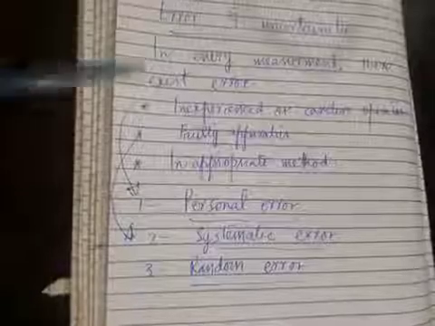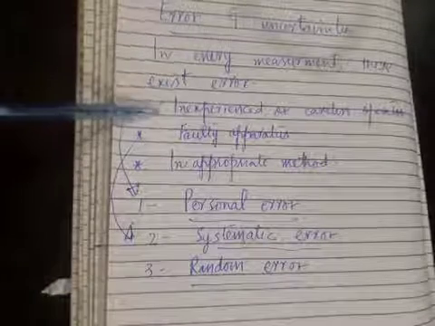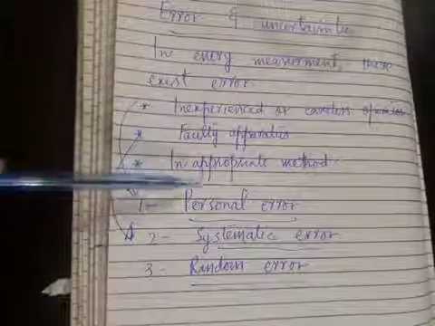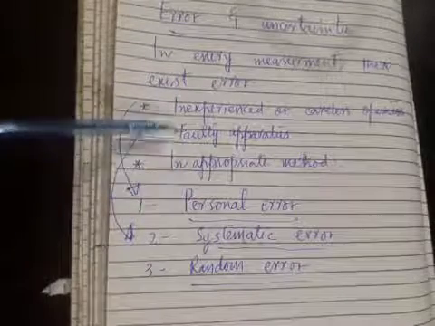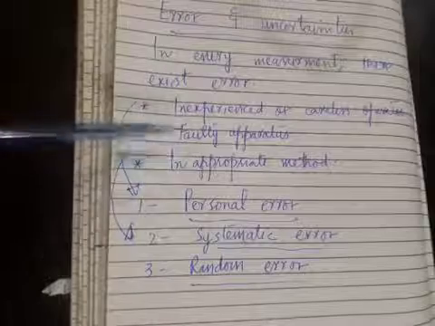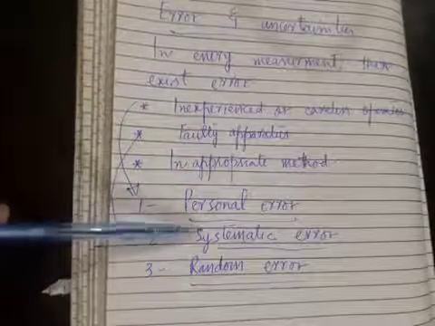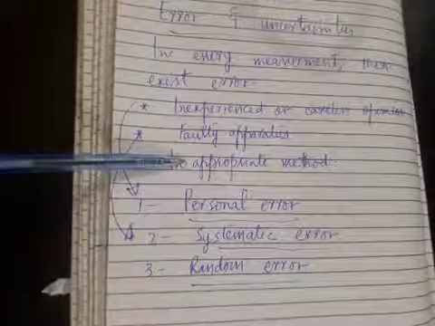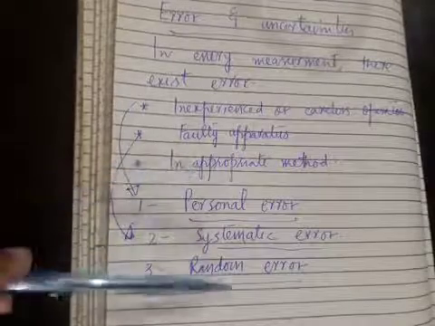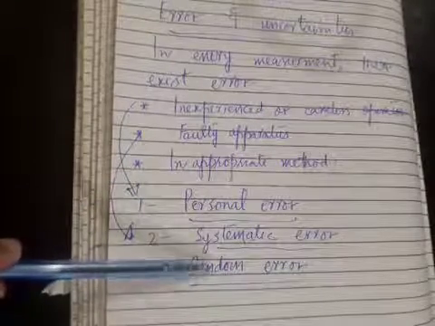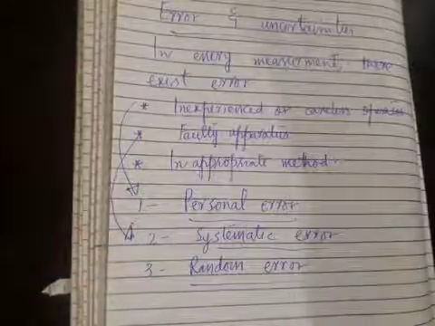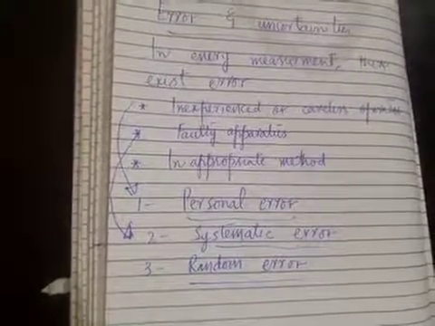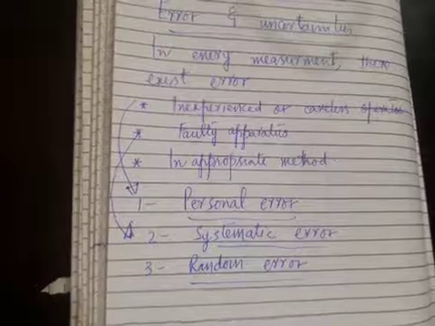Again, from the first reason of error, we have defined the type, that is personal error. From the second condition, we have made another type of error, that is systematic error, and from the third, that is inappropriate method, we have a third type of error, that is random error. Now the complicated or a bit tricky error is the random error.